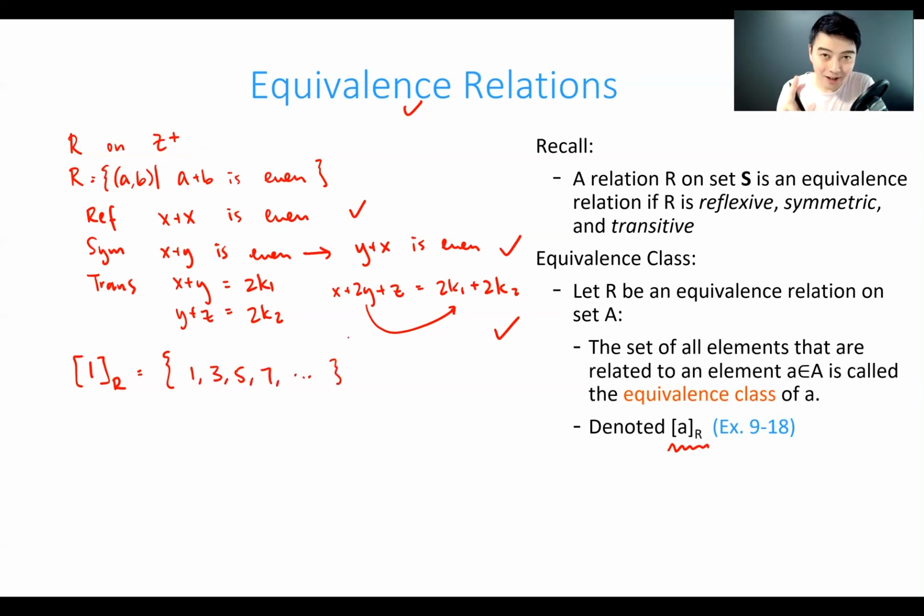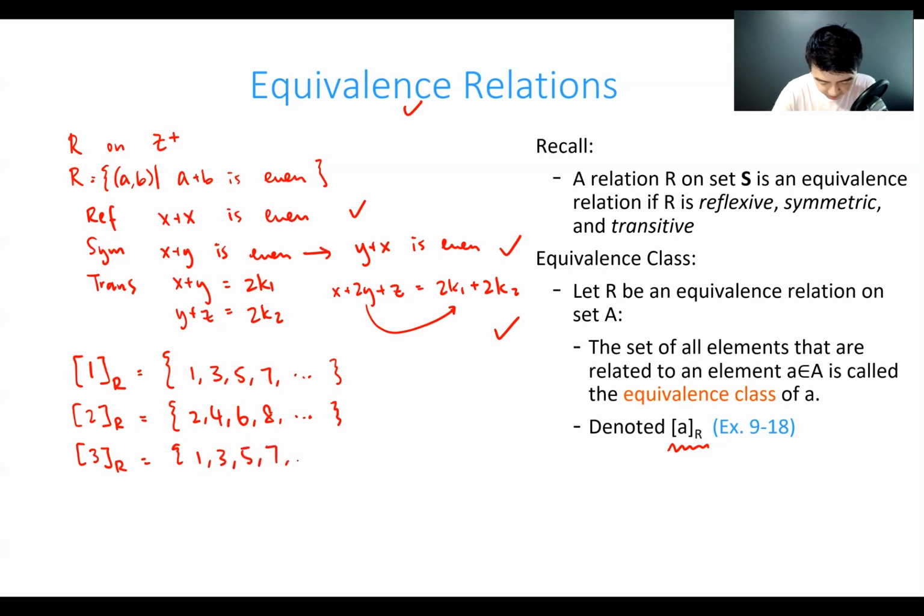In a second, we can define what this is, but I want you to see something. Every single element in this set Z plus that we're talking about is going to have an equivalence class. So there's going to be a bunch of objects that are related to it, even if it was just itself. We'll get to that in one second. Now, what is related to 2 in this relation? Well, 2 plus 2 is even, 4 plus 2 is even, 6, 8, and so on. What about the equivalence class of 3? What's related to 3 in this relation? Well, 1, 3, 5, 7, because those numbers plus 3 are even.